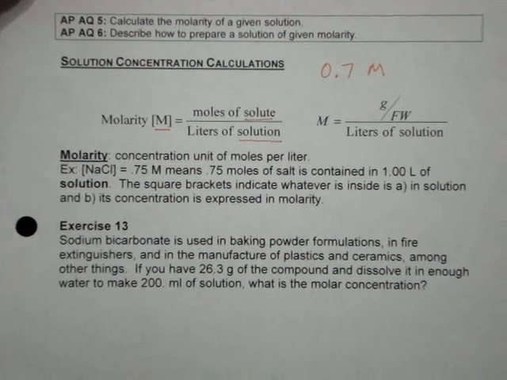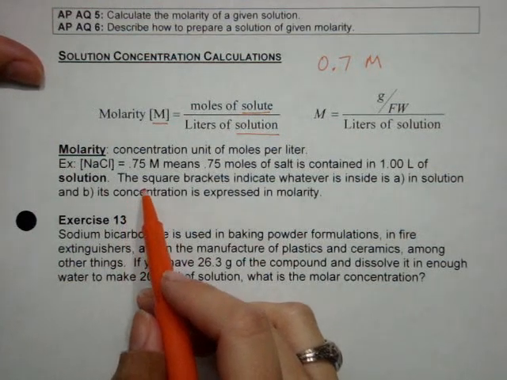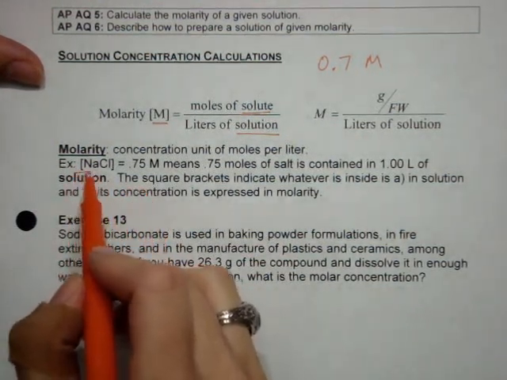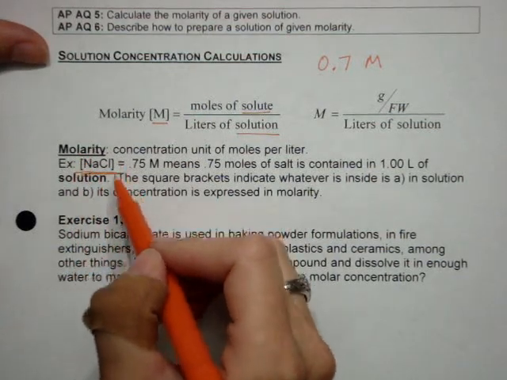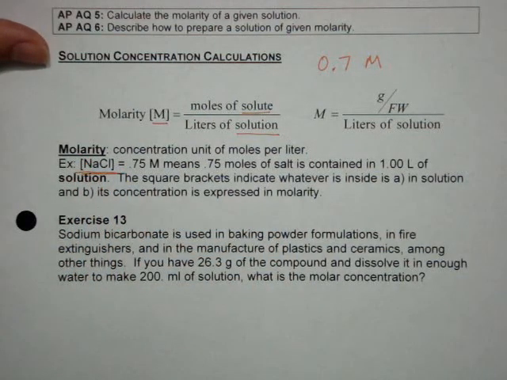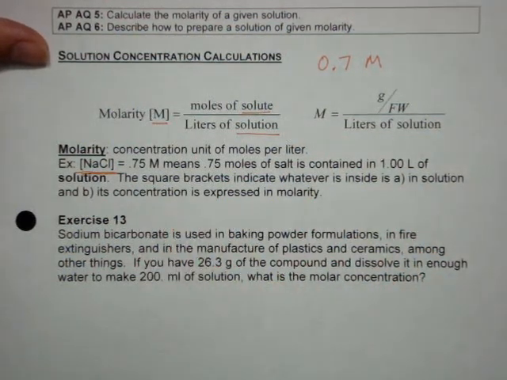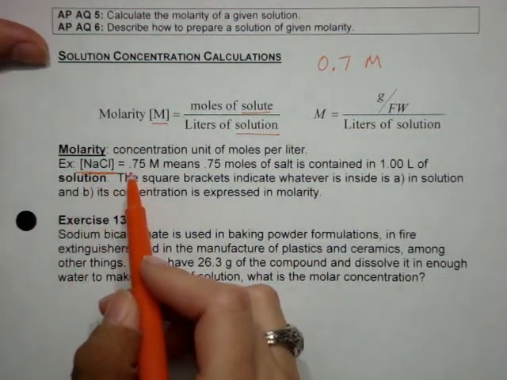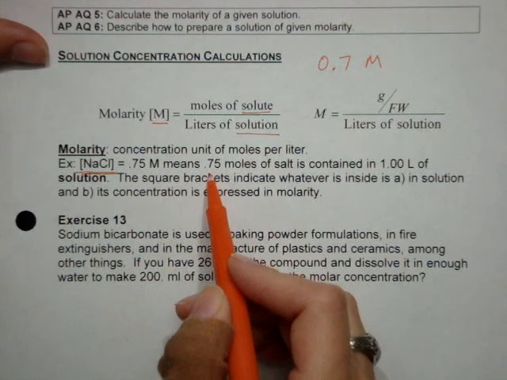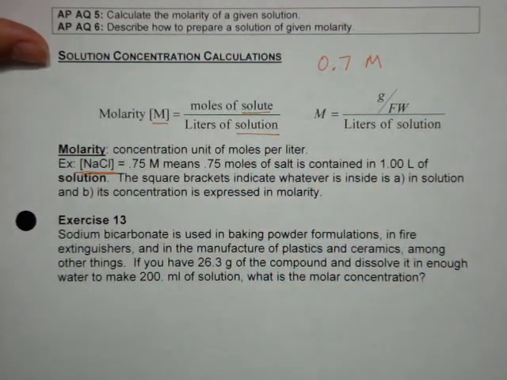Molarity itself is pretty straightforward. We can do a lot of different things with it. The other thing that's important to recognize is the square brackets. Anytime you see the little square brackets, that means concentration, and it also tells you that it's a solution and that its concentration is going to be expressed in molarity. So [NaCl] = 0.75 molar means 0.75 moles of salt per 1 liter of total overall solution.